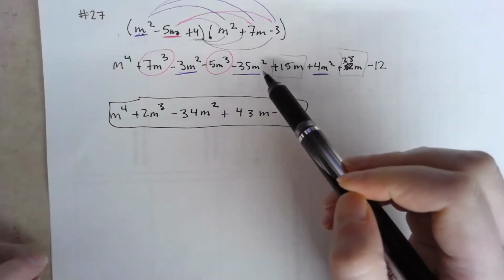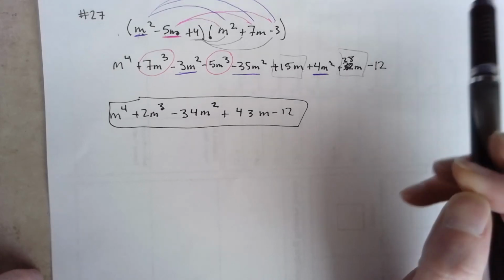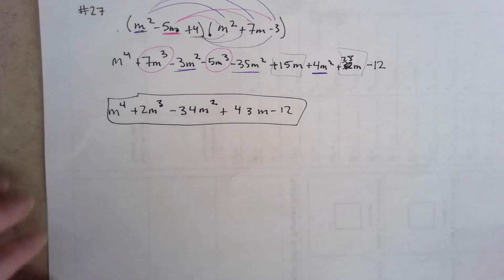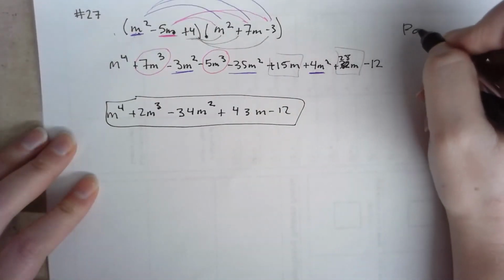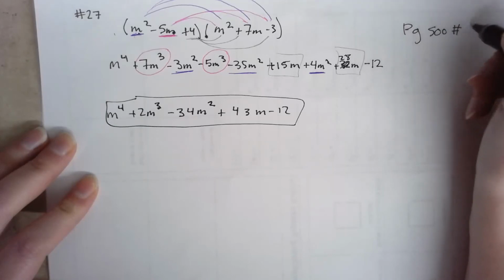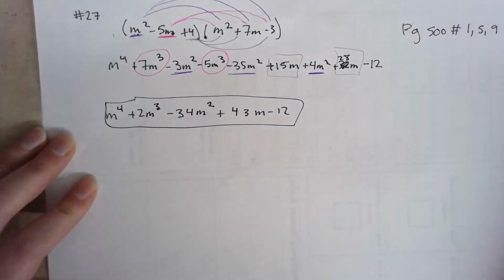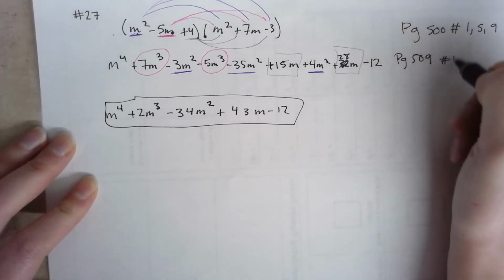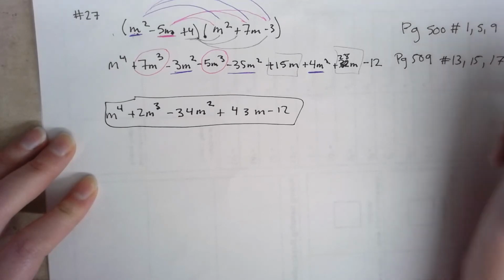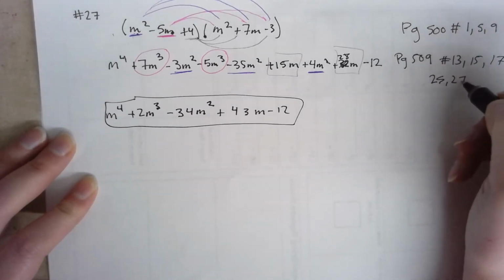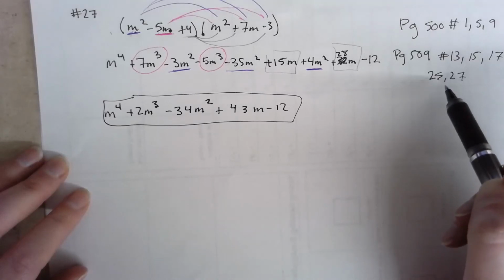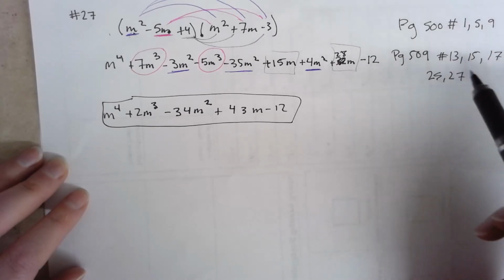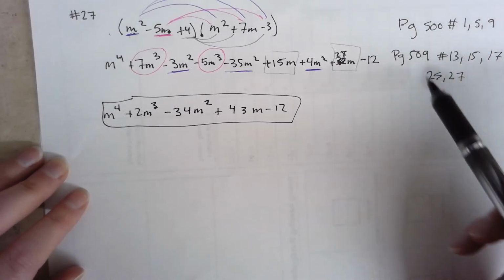If I goofed anywhere, like you're going, that's not correct, fix it, you know. So this is your Friday's assignment. So real quick, it is page 500, numbers 1, 5, 9. Those will be like the first examples. And then page 509, numbers 13, 15, 17. And then we did 25 and 27 together, so you don't need to redo those if you wrote them on your notes. If you didn't, make sure you do them on your assignment. So you really just have 6 problems, 8 if you count the ones we did together.